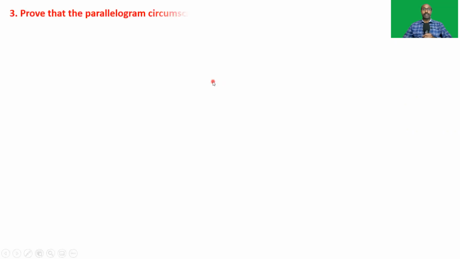So take the first one. Prove that the parallelogram circumscribing a circle is a rhombus. So here the question is, the parallelogram circumscribing a circle is a rhombus. We have to prove this statement. That is, if a circle touches all the sides of a parallelogram from inside of the parallelogram, then the parallelogram is a rhombus. That we have to prove here.